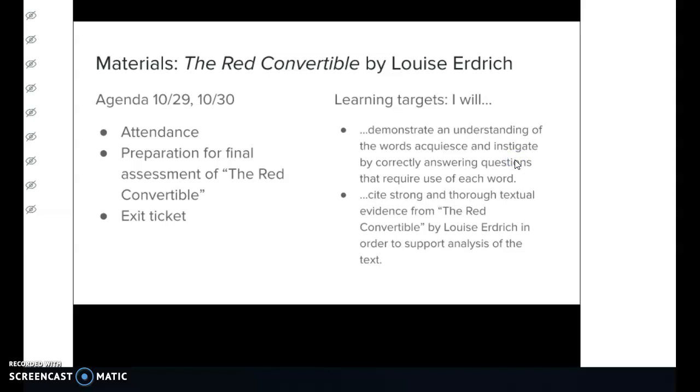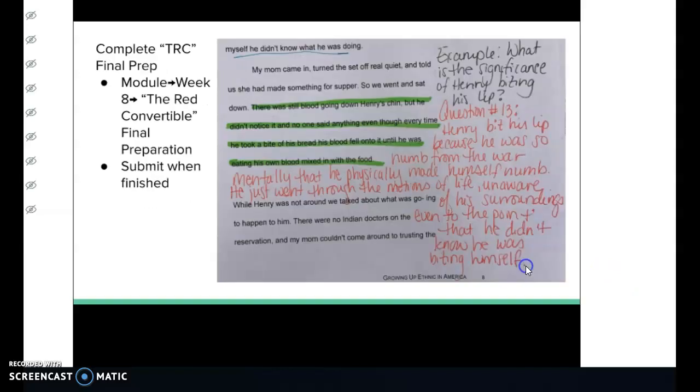Today, after you finish attendance, you'll prep for the final for The Red Convertible and then complete an exit ticket. Your learning targets are to demonstrate an understanding of the words acquiesce and instigate by correctly answering questions that require use of each word. And then you'll cite strong and thorough textual evidence from The Red Convertible by Louise Erdrich to support your analysis of the text.